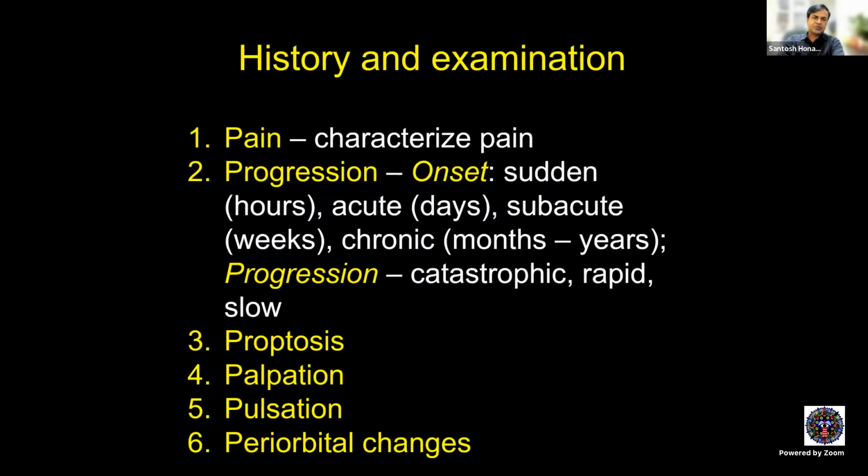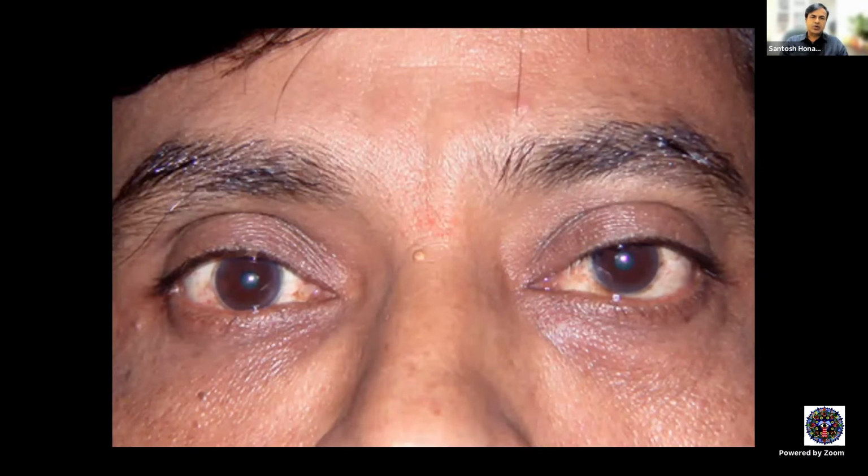Progression could be catastrophic, which is in terms of a few hours, generally infection, especially mucormycosis, or a patient who has had a subperiosteal abscess which is now breaking into the orbit, then rapid and slow progression. So with this background, you can go ahead with the diagnosis. Before I go further, I would like to reintroduce the terminologies you are already familiar with, because this will help our differential diagnosis.